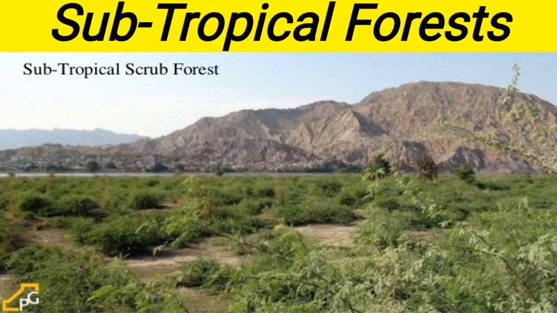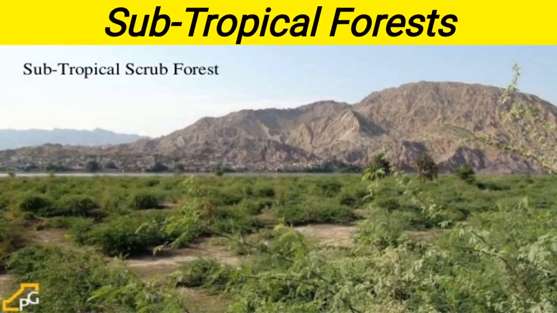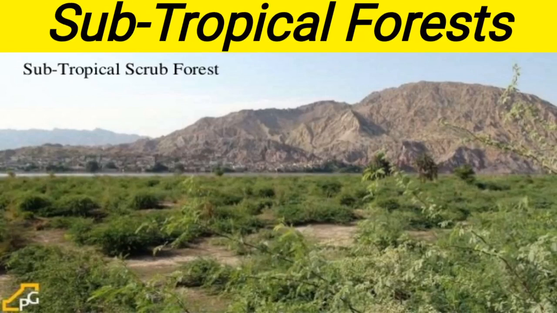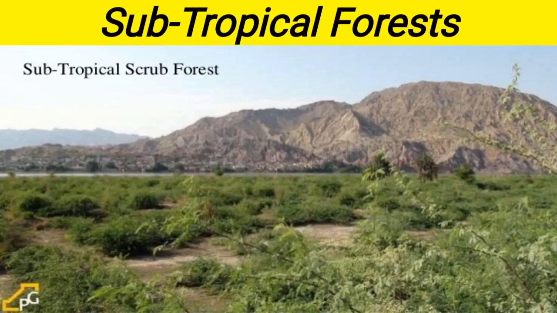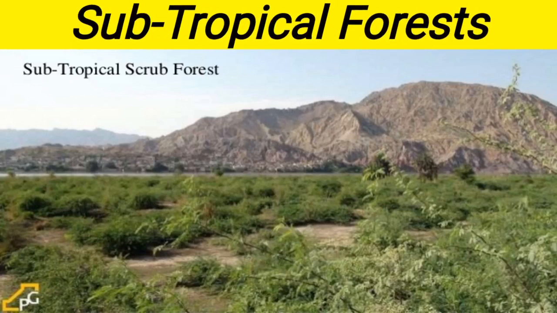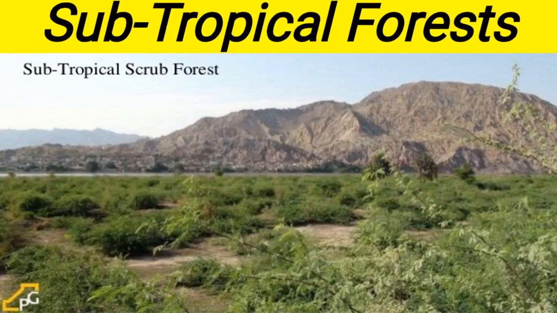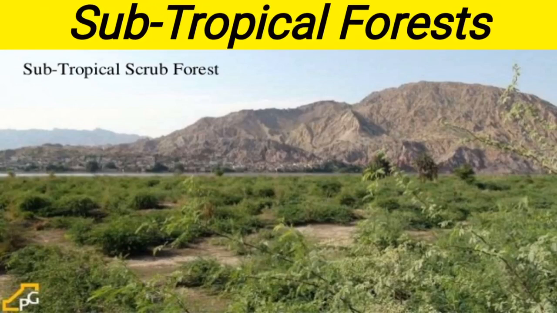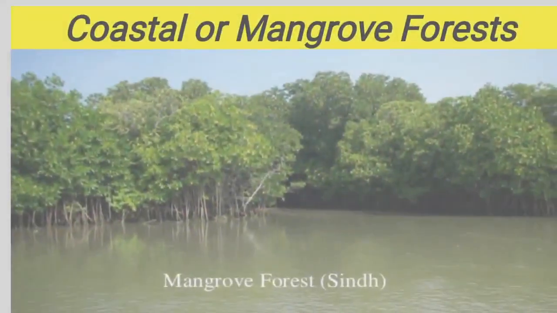Well, these shrubs or forests occur at the height of 1500 to 5000 feet. And guys, these forests are found in Gujarat, Margalla Hills, Attock, and Malakand. In short, you can say that these forests are found in all the areas which have a little slope or elevation, right? So let's talk about our next type of forest.